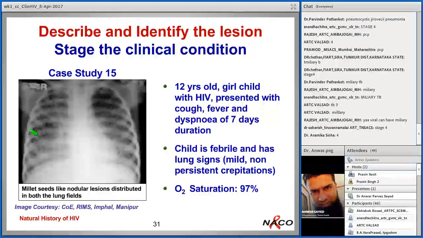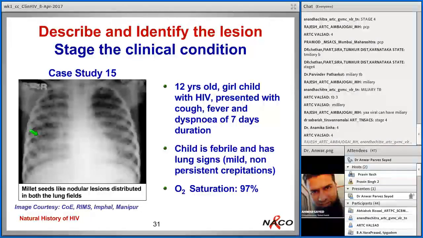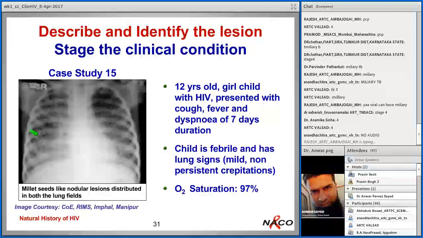Here you can see that this patient presented with cough, fever, and dyspnea of 7 days duration, with millet seed-like nodular lesions distributed in both lung fields. What is this? Miliary TB. Yeah, it is called miliary mottling. We will not jump onto miliary TB as such, because miliary mottling can be because of many reasons, one of which is tuberculosis. Again, it is extrapulmonary because it is in the interstitium. The TB is not in the lung parenchyma, but in the interstitium. So miliary TB is seen because there is a hematogenous spread.